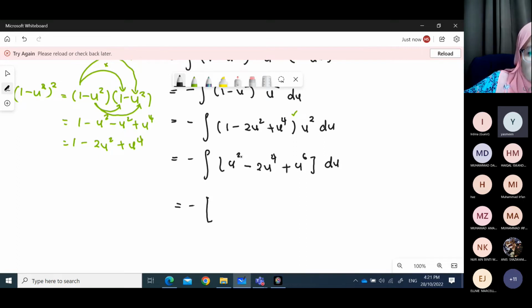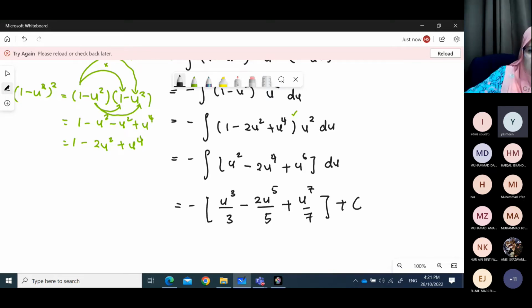Integrate. So u kuasa 2, bila integrate, dia punya power akan plus 1 lah. So kita akan dapat u kuasa 3, 2 plus 1 is 3. And the new power akan jadi dia punya denominator, akan jadi pembawah dia lah. So u kuasa 3 per 3. So tolak 2 u kuasa 4, bila you integrate, tambah 1. So you akan dapat u kuasa 5, divide by new power, which is 5. Okay, and then plus u to the power of 7 over 7. And then don't forget about plus c.